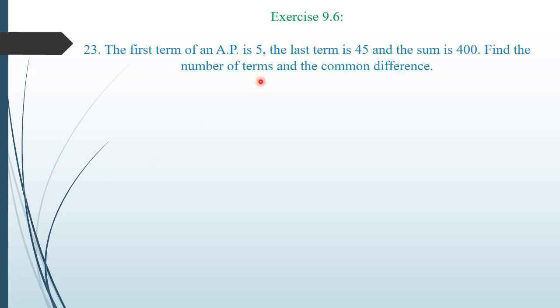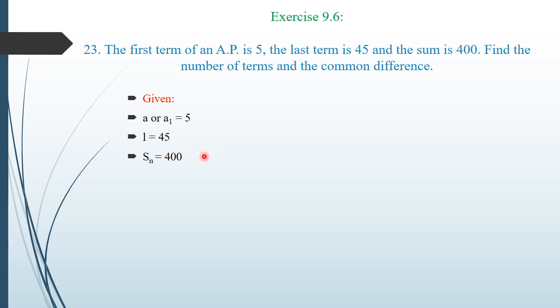Okay. Next question is question number 23, which says the first term of an AP is 5, the last term is 45, and the sum is 400. Find the number of terms and the common difference. First, let us note down all the given data. Here, the first term is given to us, that is a or a1 is equal to 5, and the last term, which is denoted by the letter small l, is equal to 45. It is also mentioned that the sum of n terms, that is the sum up to the last term of this AP, is going to be equal to 400.